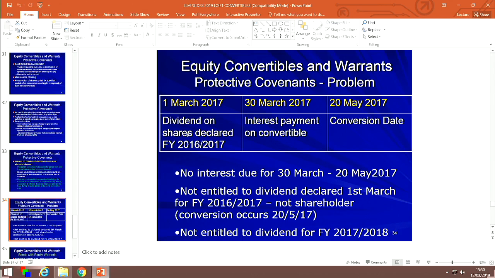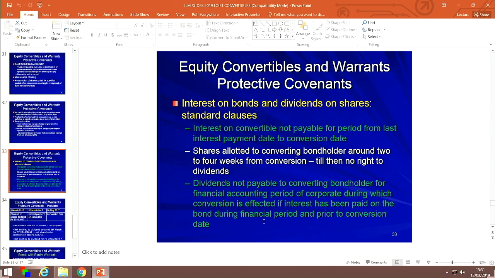Financial year end, March 2016-2017. Dividends paid on the 1st of March 2017. So when will be the next dividend date? March 2018. That's the financial year. During that financial year, at the end of that financial year, the converting bondholder will not be entitled to the dividend because it has received interest, namely that one, 30th of March 2017, during the financial period in respect of which dividends are to be paid.